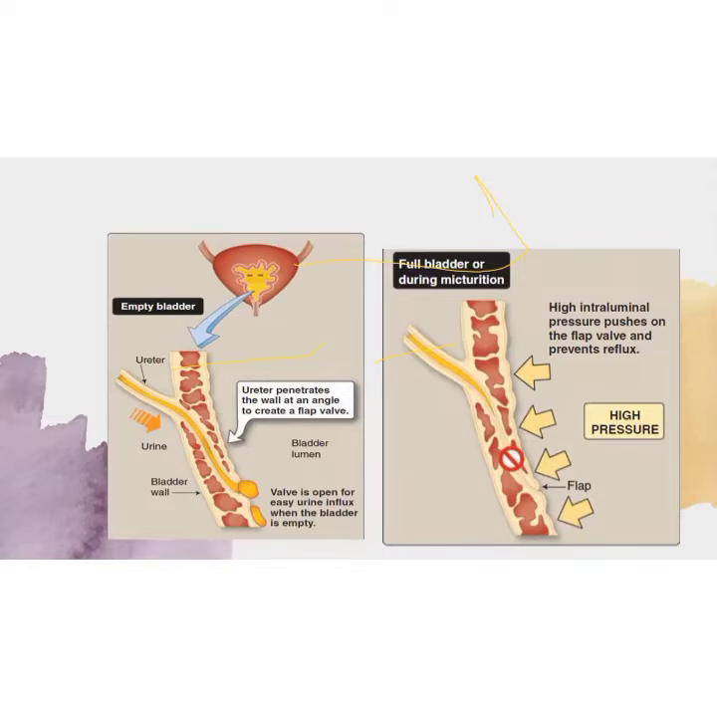It helps the urine enter easily from the ureter into the bladder. See, this second picture is the full bladder. So what happens? The pressure inside the urinary bladder increases, and it gives a high pressure over the lumen of the ureter. So it gets closed, and the flap valve part closes, so that it prevents the reflux or backflow of the urine from the bladder into the ureter.